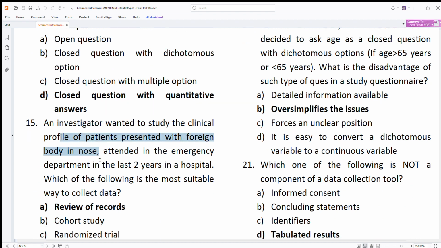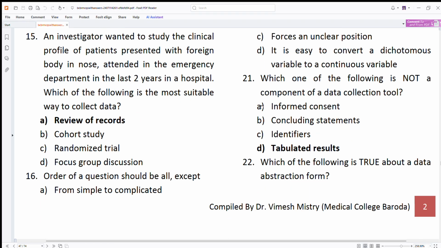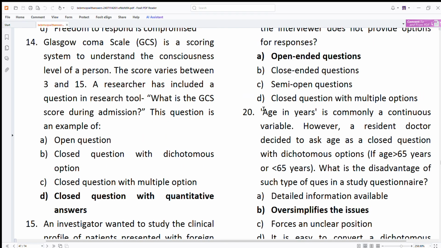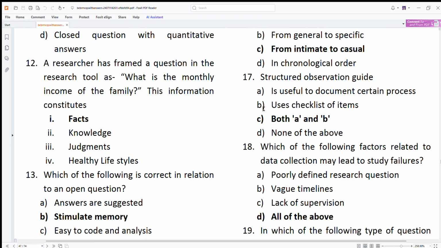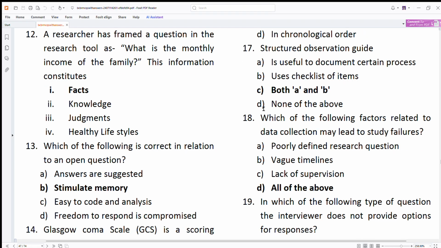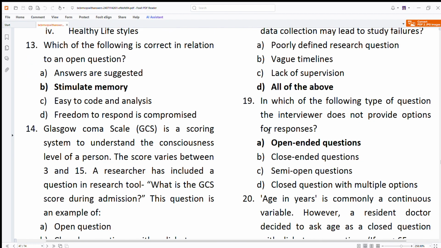Foreign body knows. Review of records, yes. Last 2 years, correct. Order of a question should be all except. Yeah, exactly. From intimate to casual, correct. Structured observation guide, yeah, A and B. Study failures, yeah, all of the above.